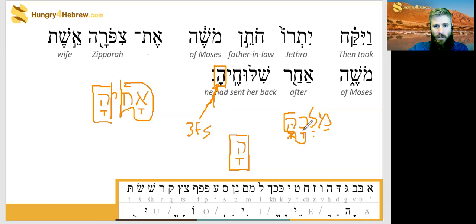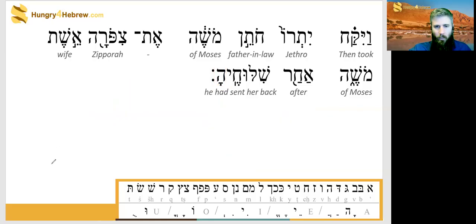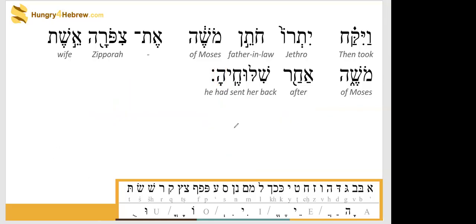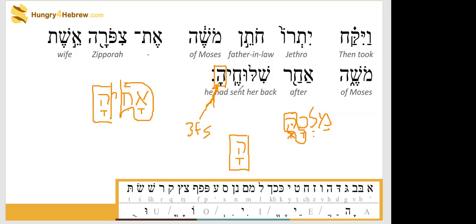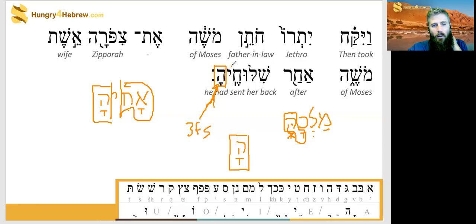The connecting vowel ah came later. But it still shows up throughout the Bible, so it's still important to know. So shilucheha is a noun. Her after her being sent back, or how would you properly translate that? All right, so this is the action of being sent away. It's a noun. And in fact, it's plural.